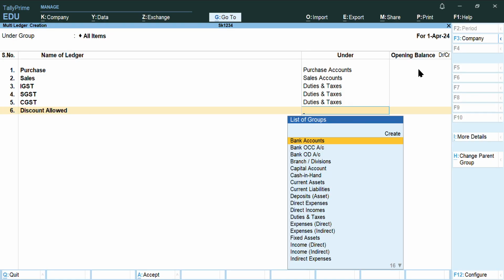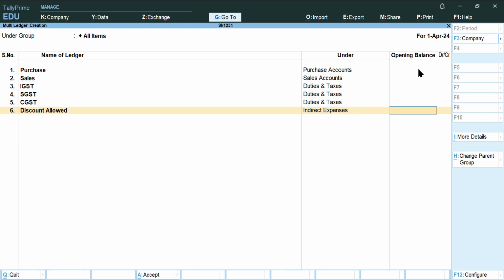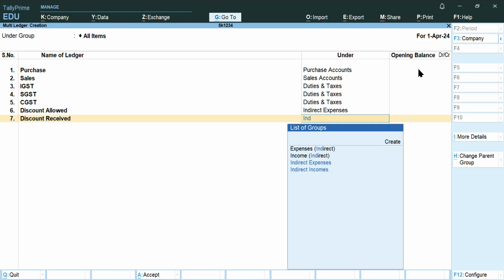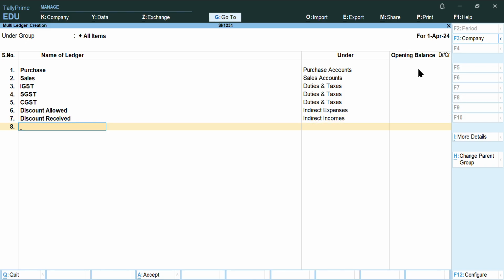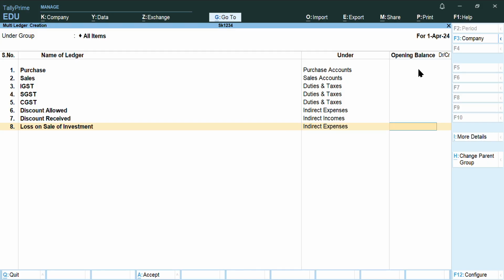Now what will be the category? It will be indirect expense. Okay, you allowed this discount to someone while receiving the amount. Then another was discount received. Okay, so discount received is going to be your indirect income. All right. Then you have loss on sale of investment. Sale of investment. Again, it's your indirect expense. Had there been profit, it will be an income.